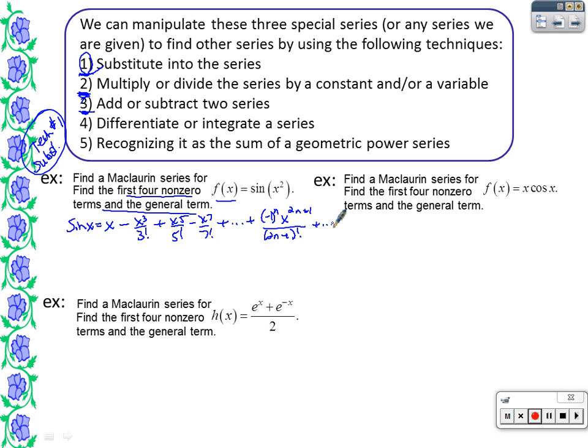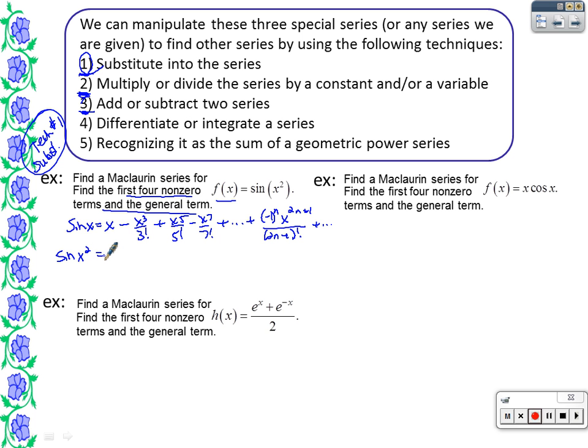I went ahead and wrote the general term just so it would be up there. So the way the substitution technique works is we actually substitute. In our series, for every x that's there, we're going to substitute an x squared in its place. So let's do that. So this is going to be the series for sine x squared.